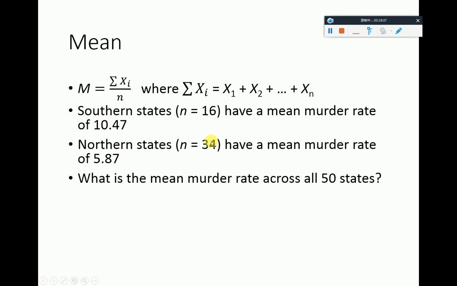So 16 plus 34 gives you 50. So how do we find this mean murder rate? I'll give you 2 seconds to think about it, and I will discuss the answer. If you want to solve this problem for yourself, you might want to pause here before hearing my explanation.